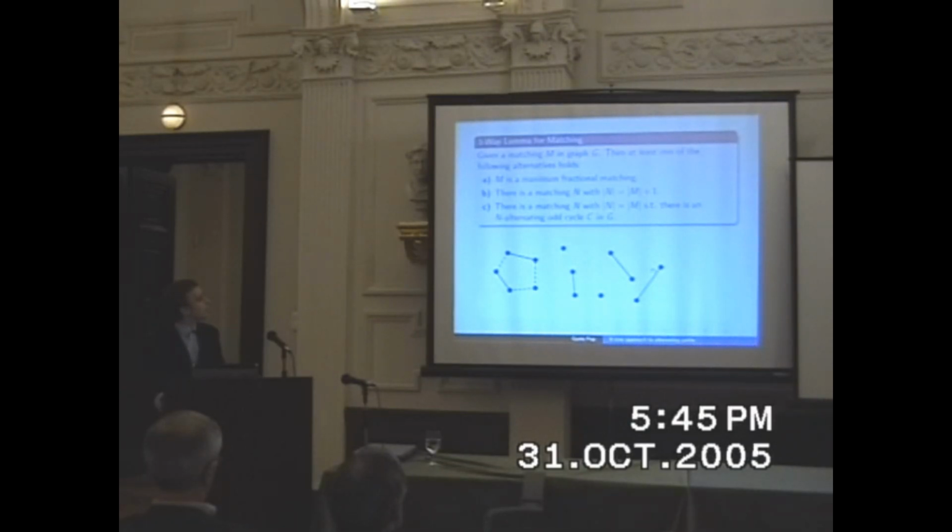The three-way lemma for matching claims that either our current matching is a maximum fractional matching, or there is a larger matching, or we find an odd cycle which is alternating with respect to another same size matching. This is important. So here I'm looking for an alternating odd cycle adjacent to an exposed node, since only the contraction of such an odd cycle will be an equivalent reduction.